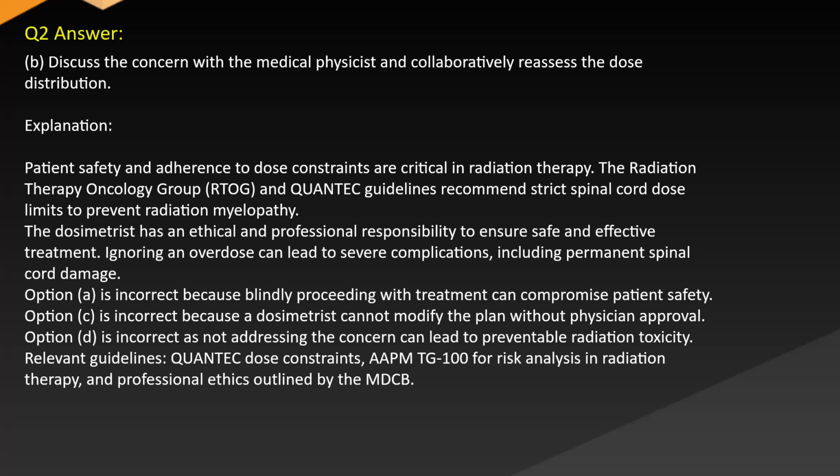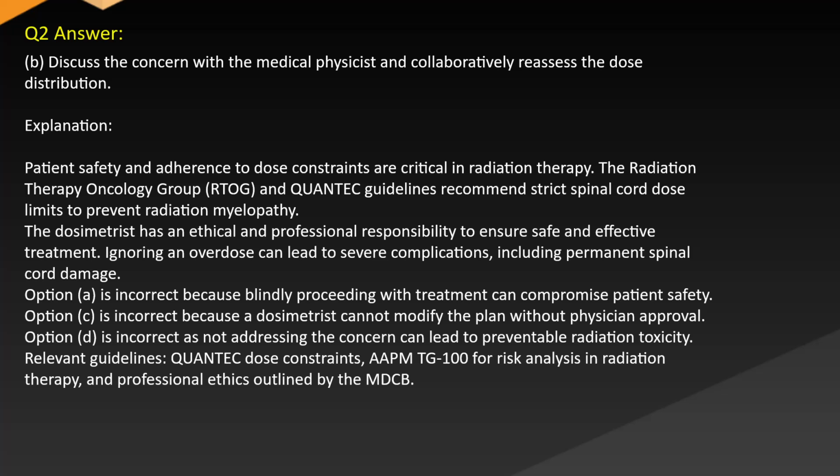Explanation: Patient safety and adherence to dose constraints are critical in radiation therapy. The Radiation Therapy Oncology Group, RTOG, and QUANTEC guidelines recommend strict spinal cord dose limits to prevent radiation myelopathy. The dosimetrist has an ethical and professional responsibility to ensure safe and effective treatment. Ignoring an overdose can lead to severe complications, including permanent spinal cord damage.